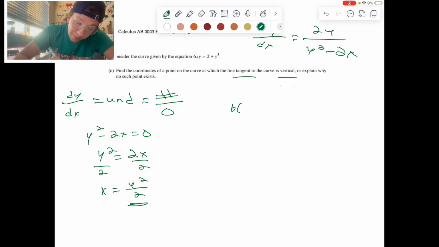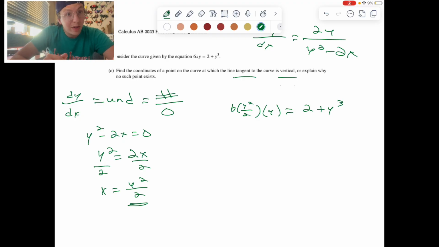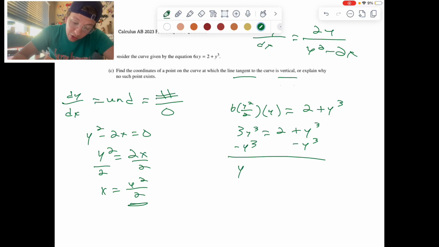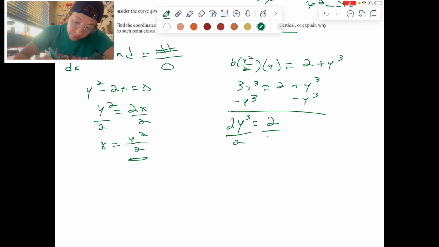So we have 6 times x, so I'm going to put that y squared over 2 times y is equal to 2 plus y to the third. Now let's do some algebra here. 6 times y squared over 2, that will be 3y squared, and that's multiplied by another y, so that would really be 3y to the third is equal to 2 plus y to the third. Subtract that y to the third from both sides. We then get 2y to the third is equal to 2. Divide by 2. And we get y to the third is equal to 1.